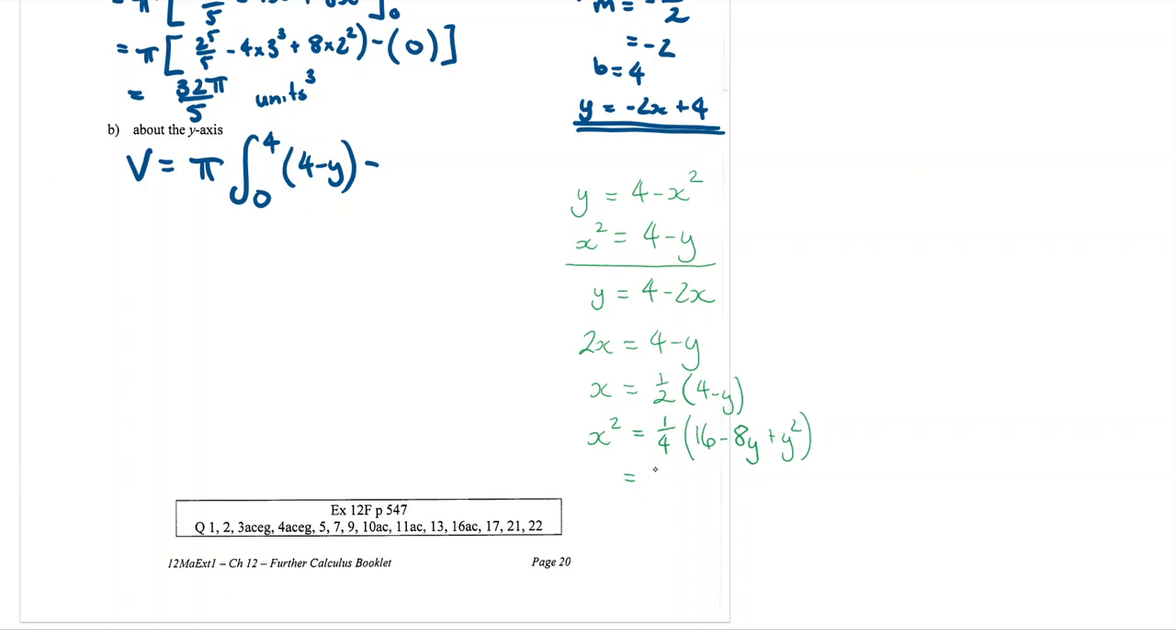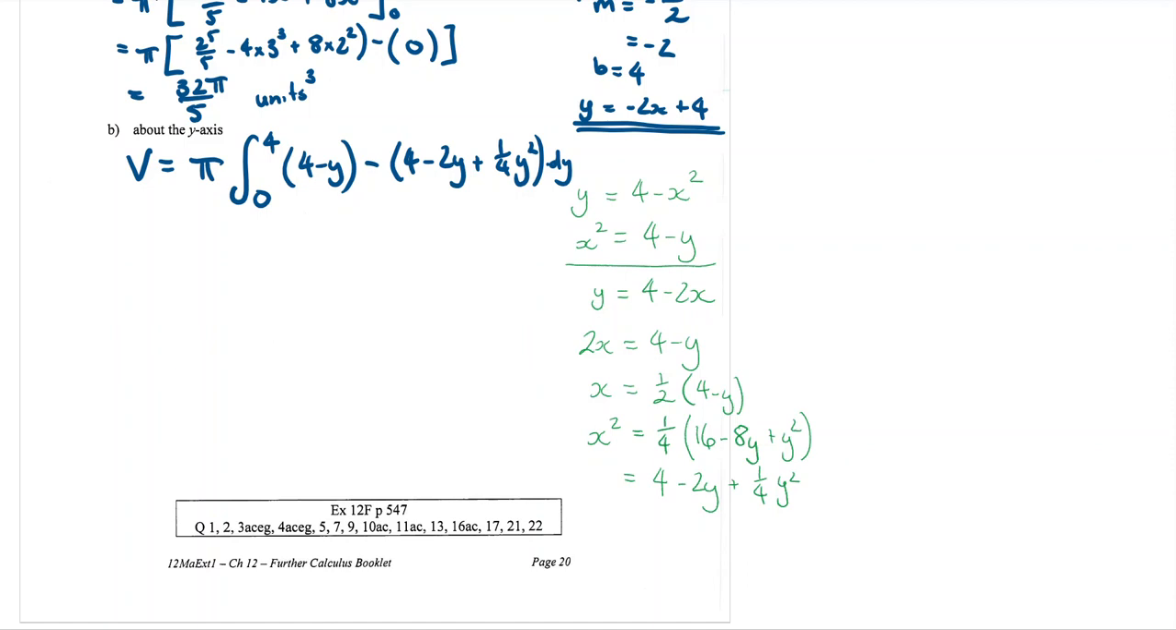Quarter times 16 is 4. A quarter of 8 would be a negative 2y, and then a quarter of y squared, unfortunately, still has that fraction in it, so quarter y squared. Okay, so my equation, my straight line squared, is 4 minus 2y plus a quarter y squared dy.